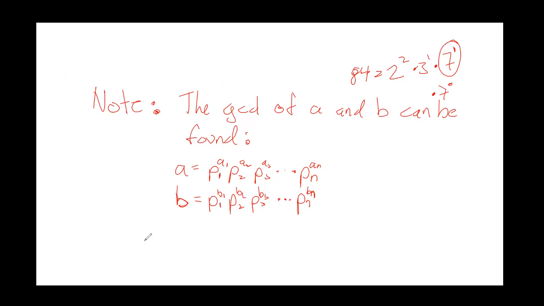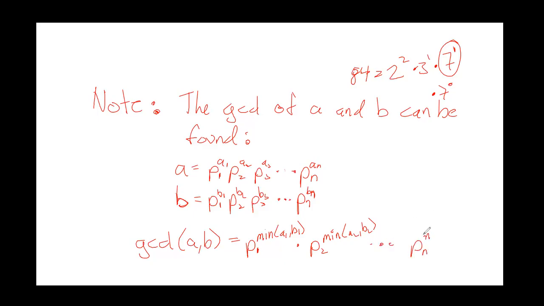And note that the GCD of A and B, given these prime factorizations, is simply equal to P1 to the min value of A1 and B1, times P2 to the min of A2, B2, and so on. All we're doing is taking the same prime products and then taking the min exponent between A and B, up to PN to the min of AN, BN.